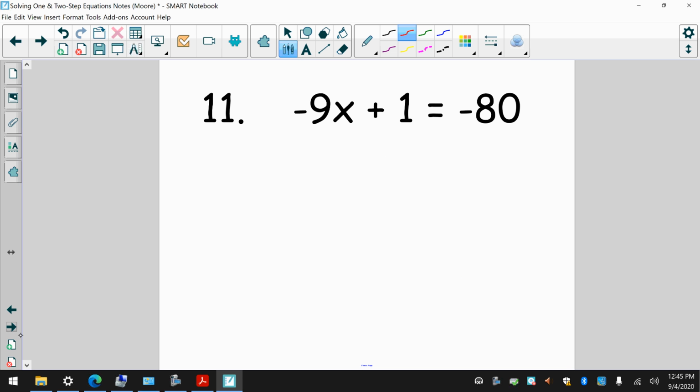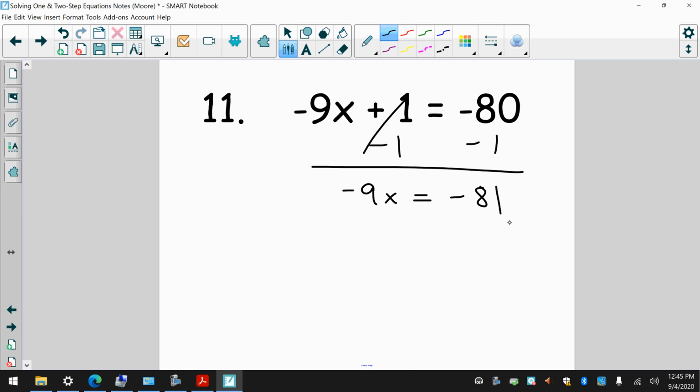Now we have a multiple step equation or a two-step equation. We have negative 9 times x plus 1 equals negative 80. So in this case, we have two operations. Which one do we get rid of first? SADMEP, subtraction and addition. So we're going to subtract 1 from both sides. 1 minus 1 is 0, so I have negative 9x plus 0, which we don't have to write. Negative 80 minus 1 is negative 81.